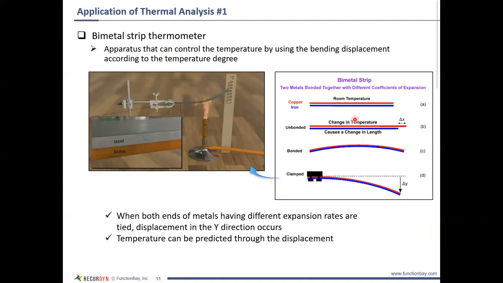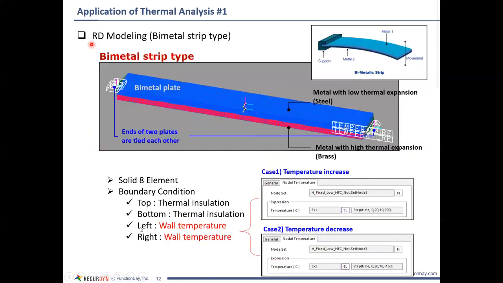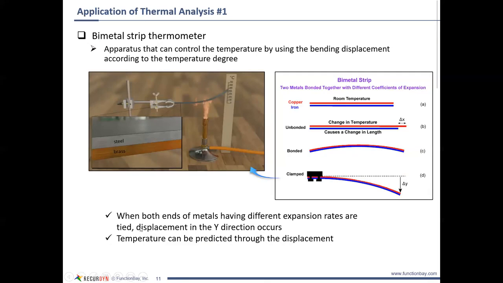So as they heat evenly, one is going to expand more than the other, and you end up with this deflection. This is the kind of thing that you would be able to model in RecurDyn now. And this is similar in concept to what I'm going to be covering in the live demo, where instead of having two materials, we're just going to have one material, but there's going to be a thermal gradient. So one end is going to expand more than the other.